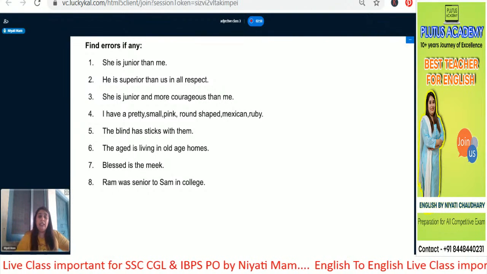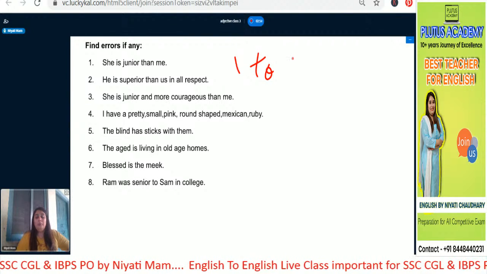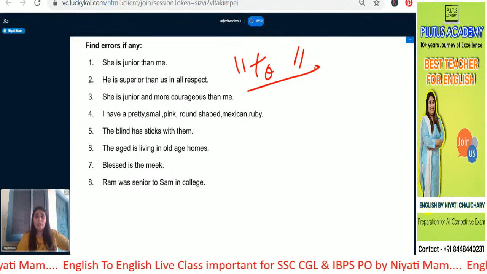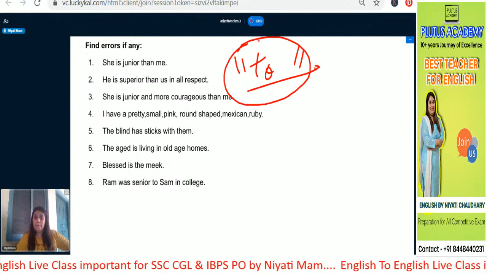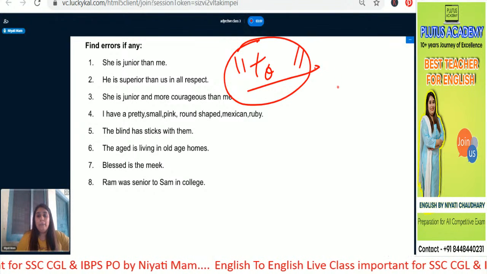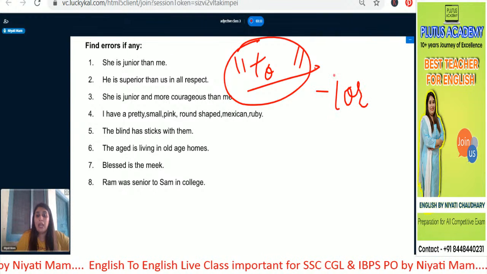They take the preposition to with them. There are certain adjectives that do not take the preposition than with them. Instead, they take the preposition to with them. One thing about such adjectives is that they basically end with IOR.